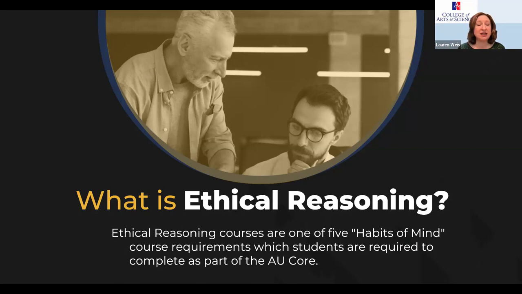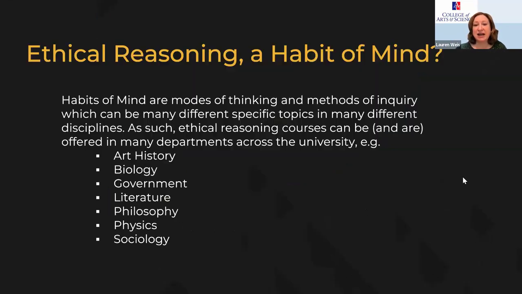So we're not doing anything involving faculty evaluation. We're not even evaluating all of the learning outcomes. For this exercise, we're going to be looking at one of the four ethical reasoning learning outcomes. So now I'll talk a little bit about what those are. Can we move to the next slide?